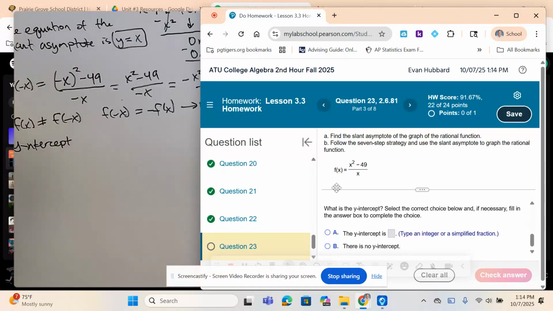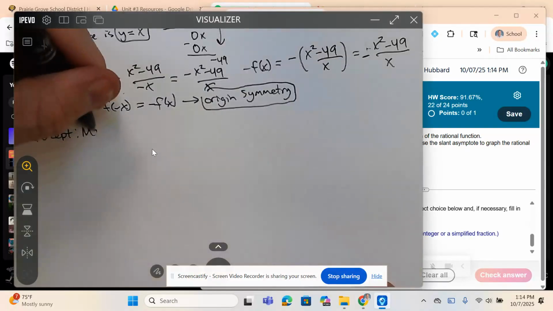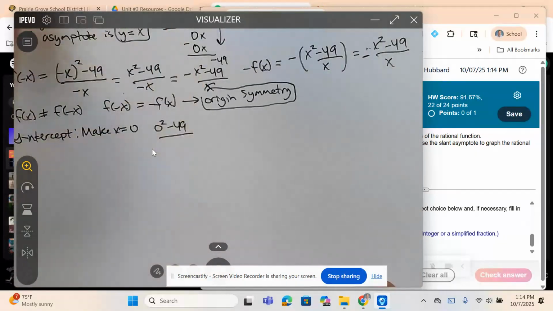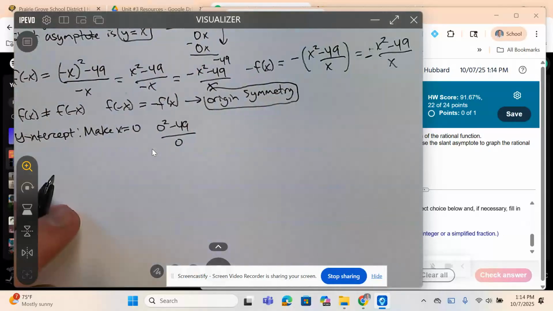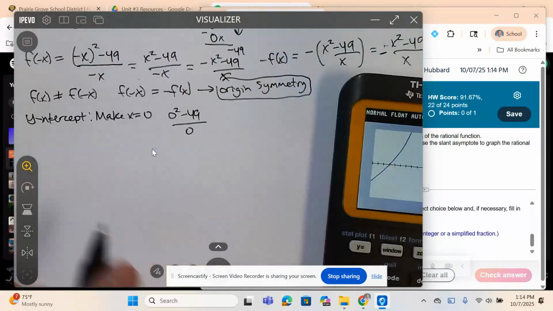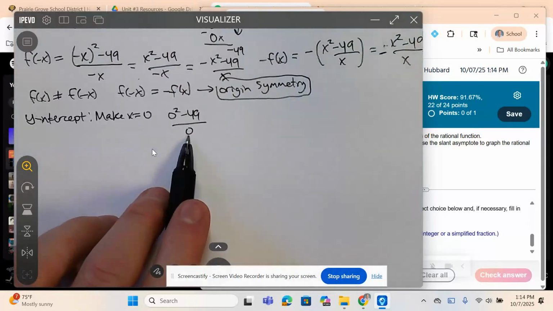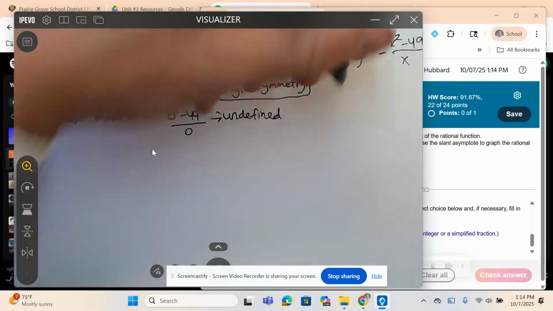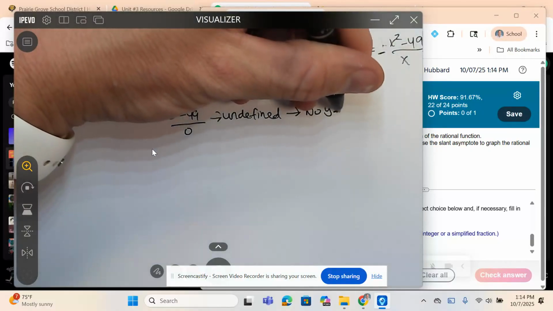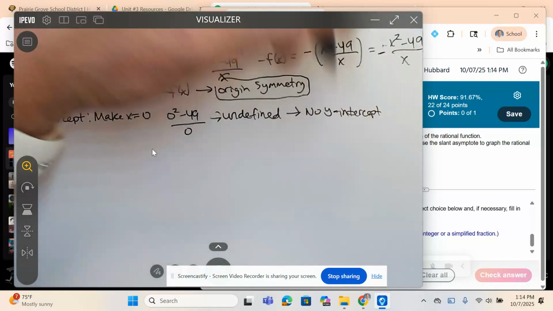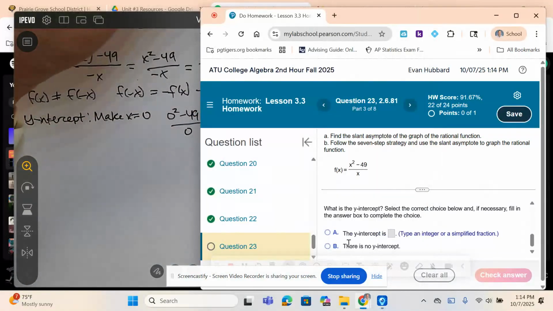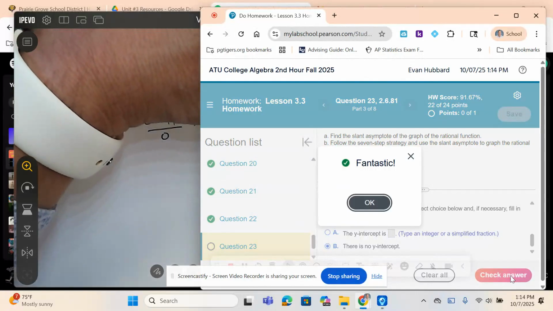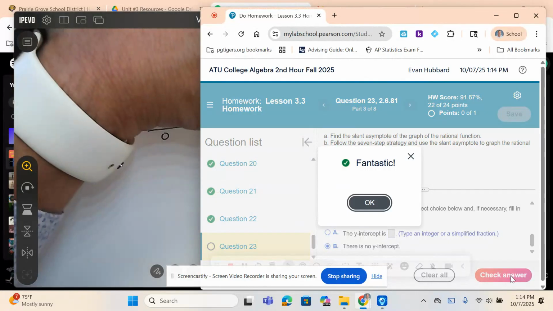The y-intercept, you just make x equal 0. So 0 squared minus 49 divided by 0. That's undefined. Well, there's going to be an asymptote there, so there's going to be no y-intercept. There is no y-intercept.